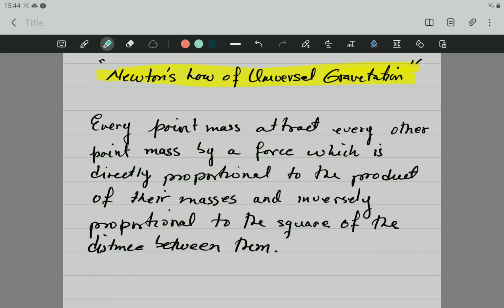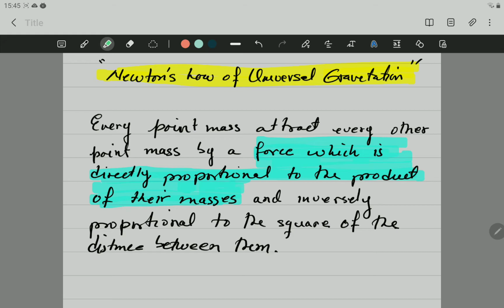This law states every point mass attracts every other point mass by a force which is directly proportional to the product of the masses. The force of attraction between the objects is directly proportional to the product of the masses of the two point masses, the two objects. That is the first, very important thing here.